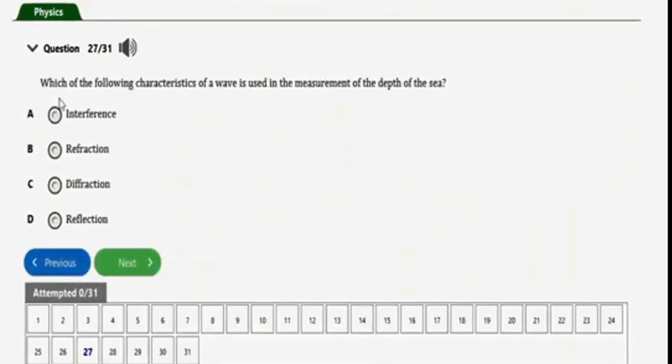It says, which of the following characteristics of wave is used in the measurement of the depth of the sea? So we have interference, we have refraction, we have diffraction, we have reflection. So the correct answer to this question is option D, which is reflection. Alright, so let's go to the next video question, which is this one.